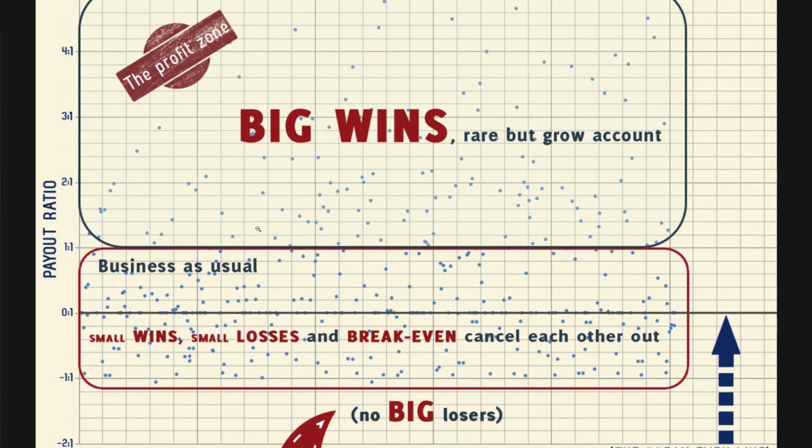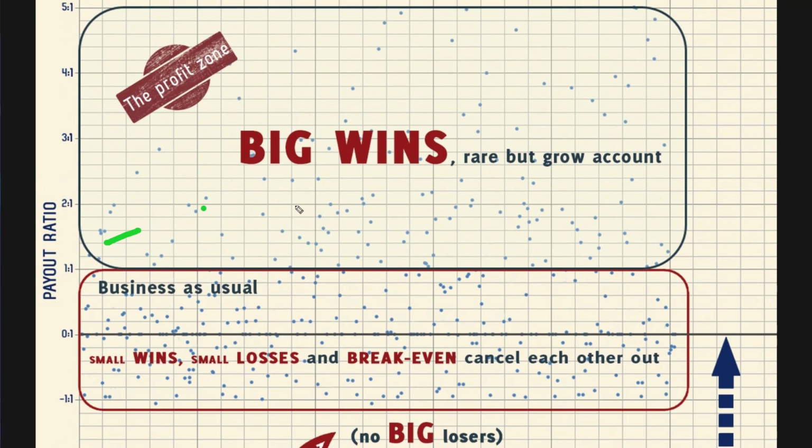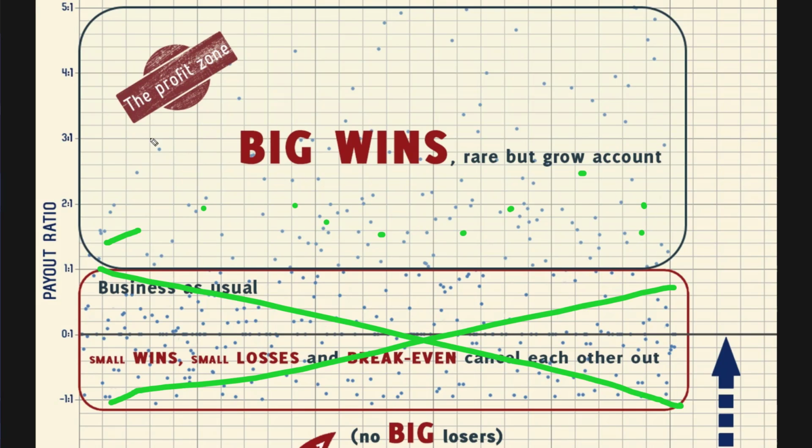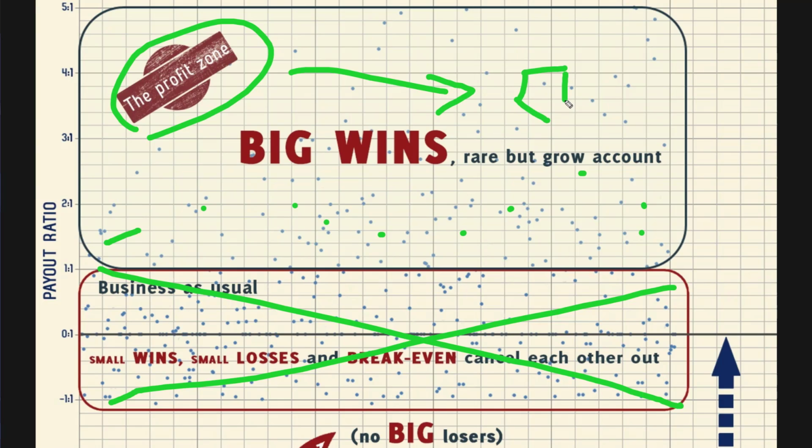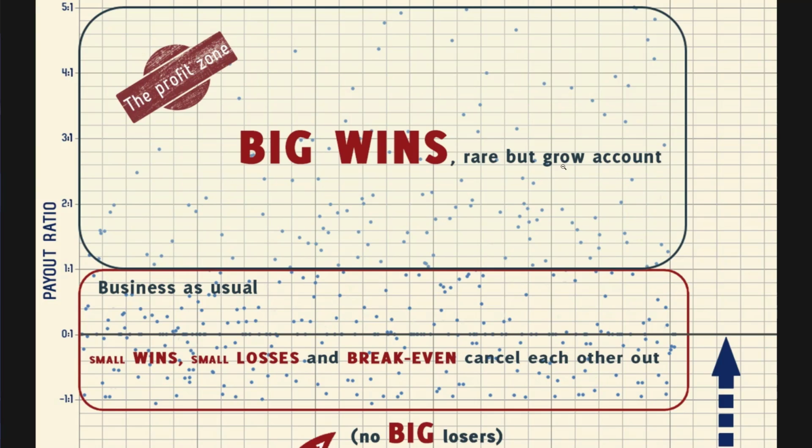But the winners, right? The 2 to 1s and greater. This is where the money is made, guys, right? As these cancel each other out, all of this is the profit zone. This goes into your pocket, right? This is where the money is made. They're more rare, but they grow. This is what grows your account at the end of the day. This is how your trade should look.